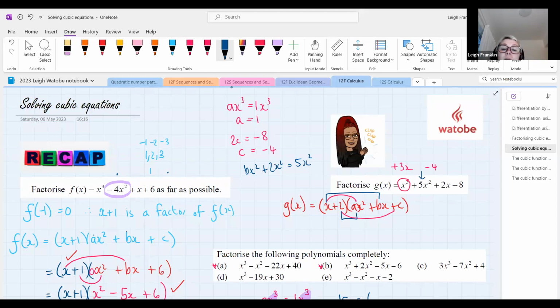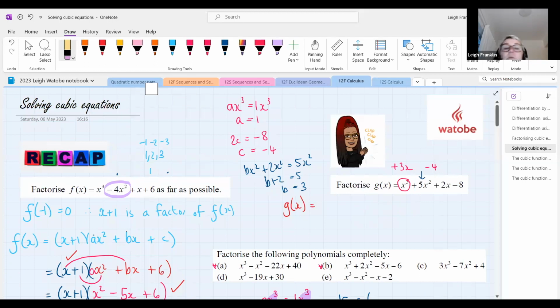Now, dropping the variables, that gives us b plus 2 is 5. And then she's taken the 2 over to the other side, and that's where she's got the 3 from. Okay, so she's done this beautifully. All right, so in other words, what we've got is x plus 2 multiplied by 1x squared plus 3x minus 4.